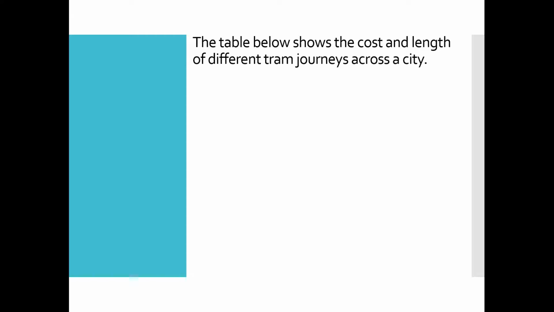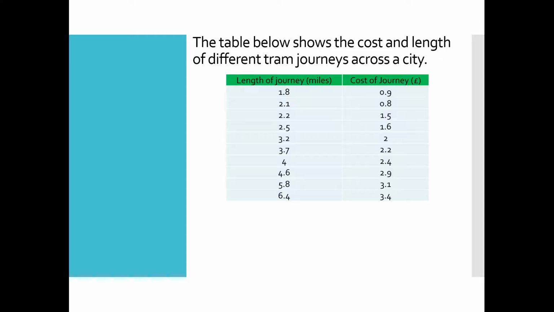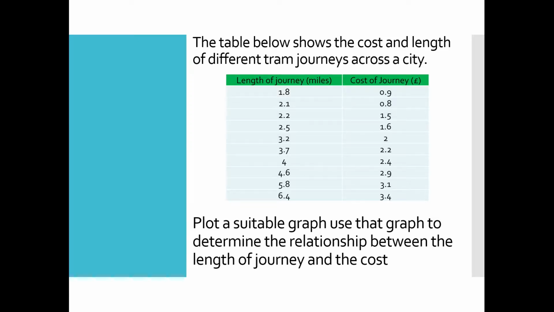The table below shows the cost and length of different tram journeys across a city. And here's the table. We have one set of lengths of journeys in miles on the left, and their associated costs in pounds on the right. We're going to plot a suitable graph, and then use that graph to determine the relationship between the length of journey and the cost.